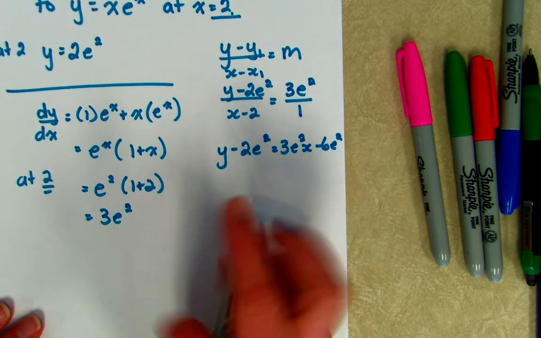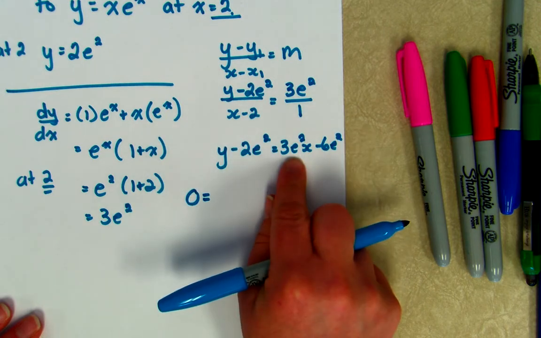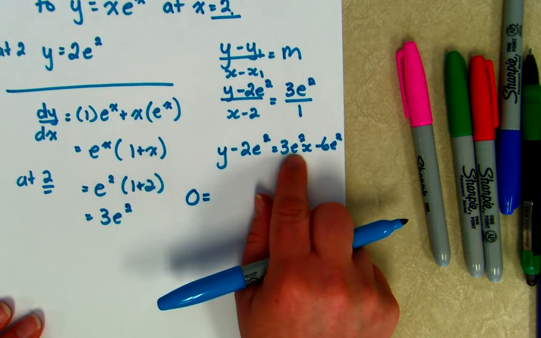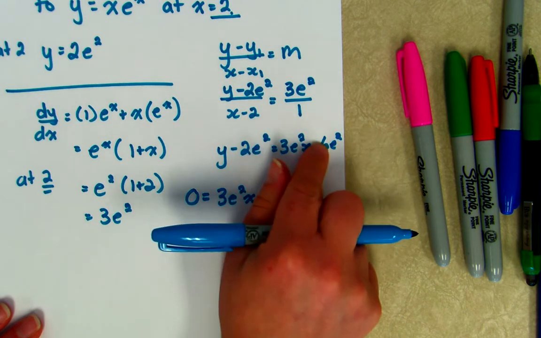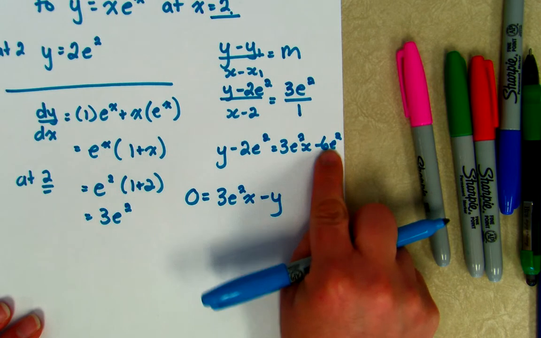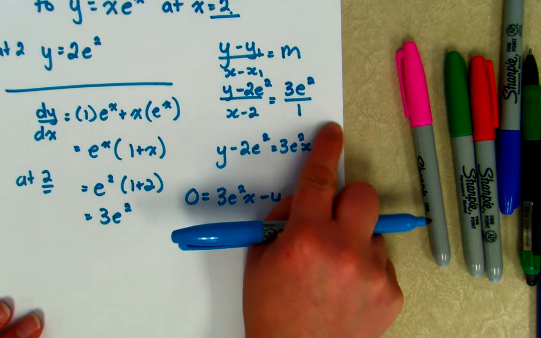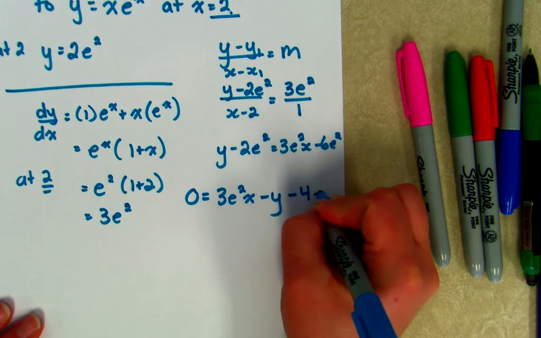And now I'm going to bring everything to one side and set it equal to 0. Because my x term has to lead and has to be positive, and it's already positive on this side, I'm going to leave it on that side. I'm going to bring the y over, so it's going to become a minus y. And I have negative 6e squared, but when I bring this subtract 2e squared over, I'm going to end up adding it, so it'll be negative 4e squared.